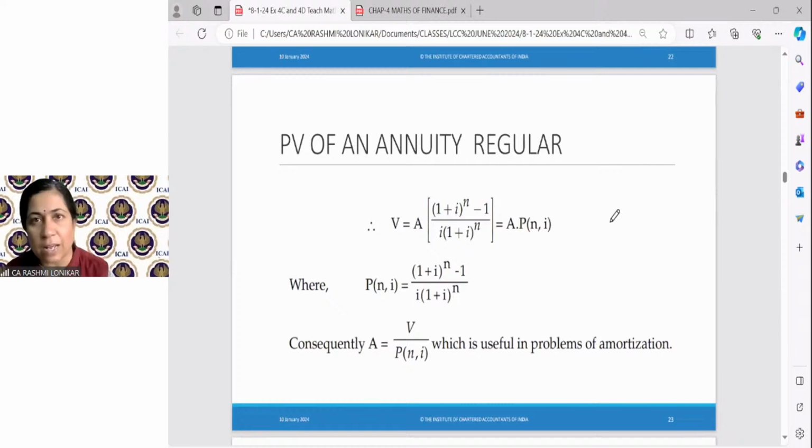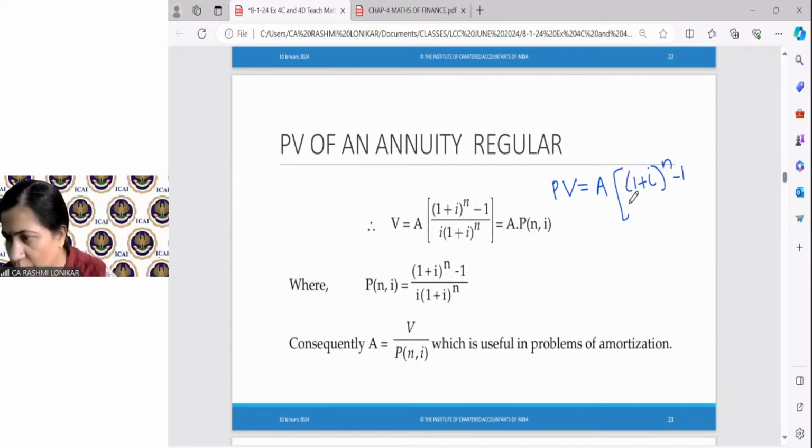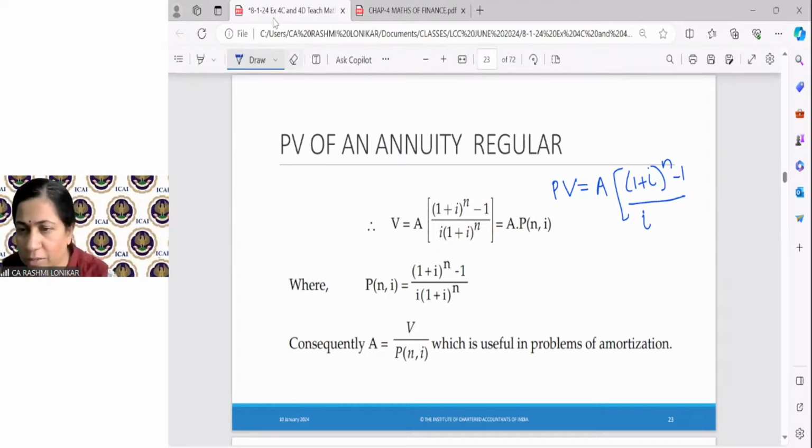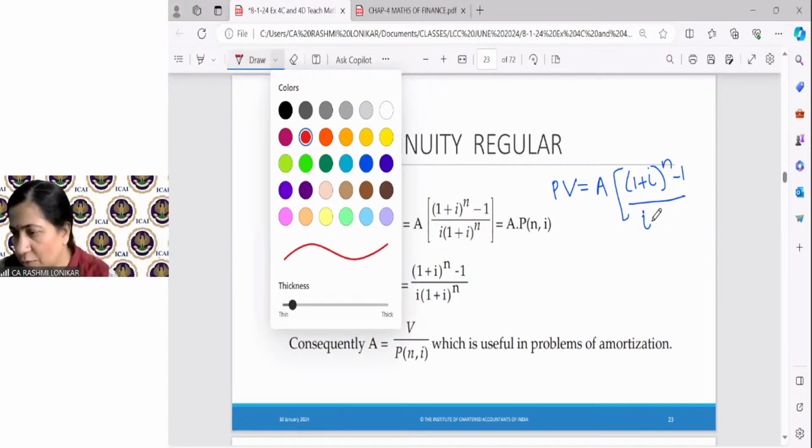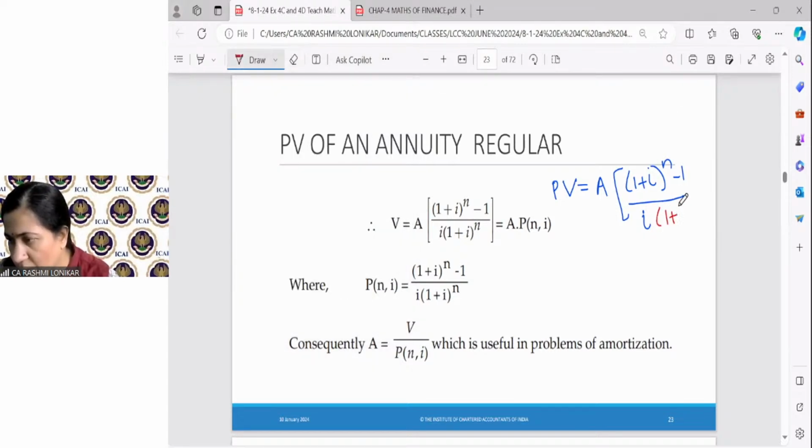Then PV of an annuity regular. In that case, we have PV is equal to A, the amount of annuity, into 1 plus I raised to N minus 1 upon I, which is the present value of annuity regular. This is similar to the future value. What is the difference in the formula? You just have to also multiply in the denominator by 1 plus I raised to n.